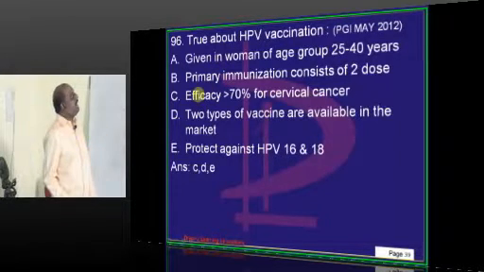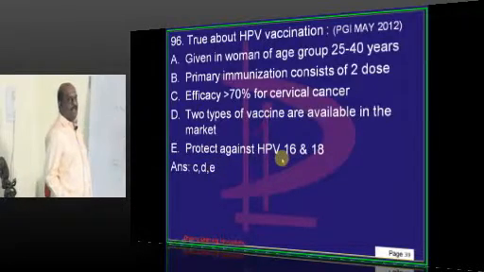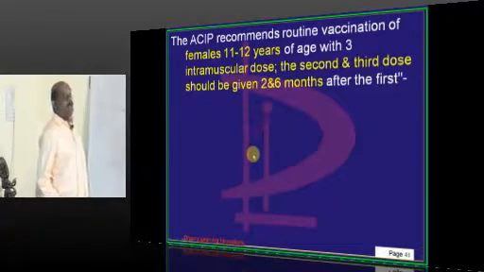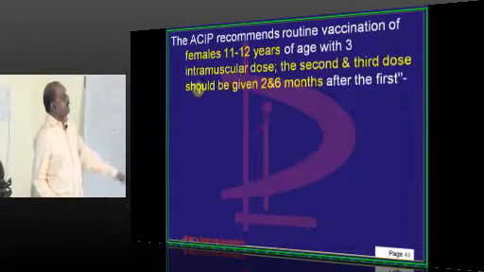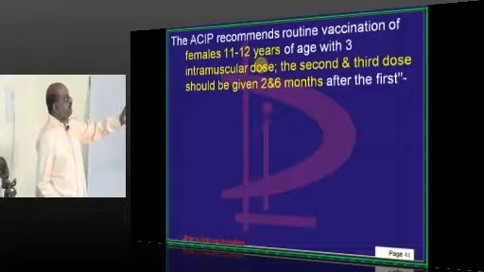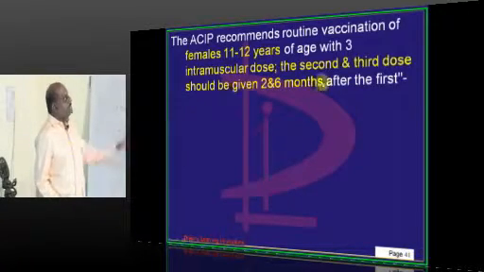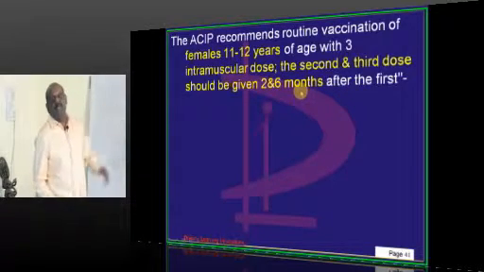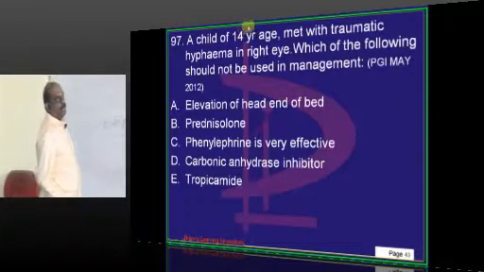The HPV vaccination efficacy is more than 70%. Two types are available, bivalent, quadrivalent. They protect against 16, 18, or if you take quadrivalent 6, 11, 16, 18. And what is the age where the American College has recommended? Females 11 to 12 years of age with 3 intramuscular doses is what you need to give, and the second and third should be given after the first, after second and 6th month is considered to be the recommendation is what you need to remember.